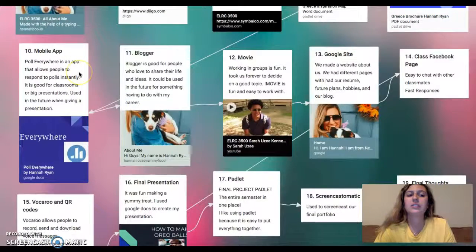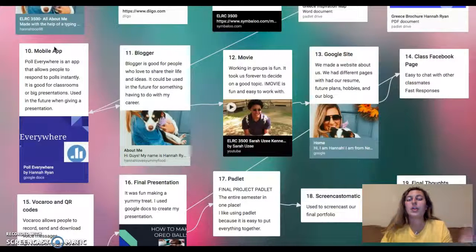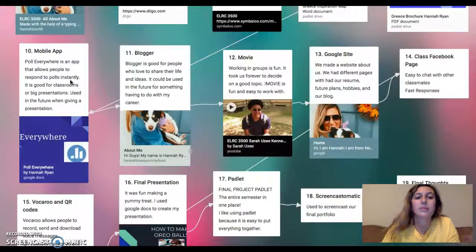So next we did a presentation on a mobile app that we were assigned, and I was assigned Poll Everywhere. And this is an app that allows people to respond to polls instantly. So for example, if you're in a lecture and a teacher puts a question up on the board, if you have your phone or your computer, you just type in the code on the website and you're able to upload your answer instantly, and then the answers will pop up on the screen instantly. So it's good for like big classes or big presentations.